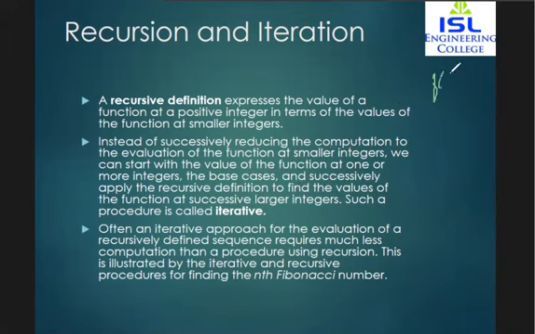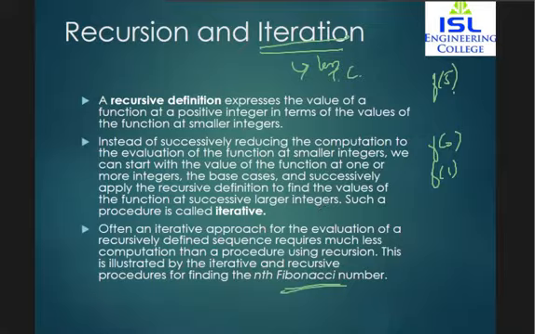In this case, we were starting from f of 5. In this case, we go from f of 0, we find f of 1, and we keep on continuing with this. So this is iteration. Often, an iterative approach for the evaluation of a recursively defined sequence requires much less computation. So among these two procedures, that is iteration and recursion, iteration is a better procedure, that is it requires lesser computation, so obviously less time complexity. So this is illustrated by the iterative and recursive procedures for Fibonacci number.